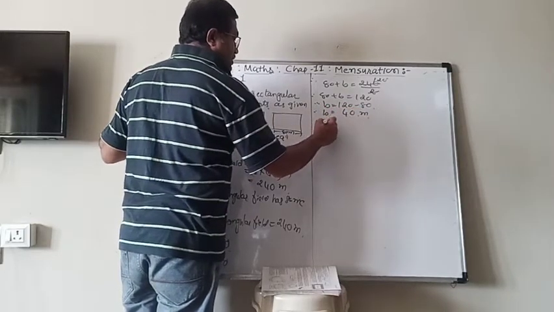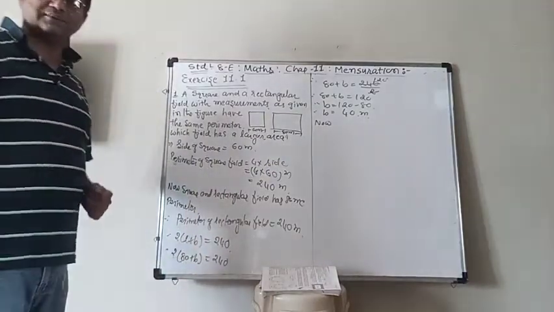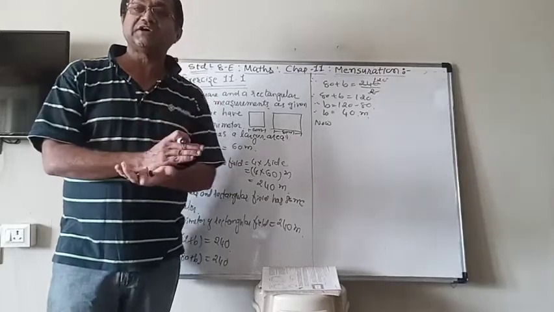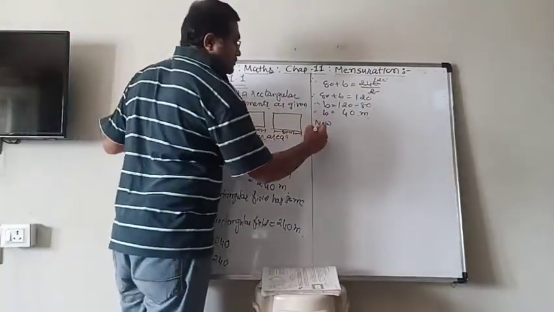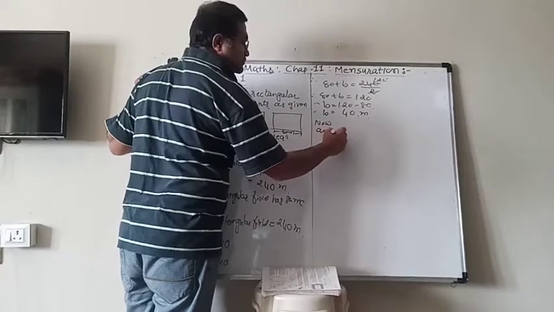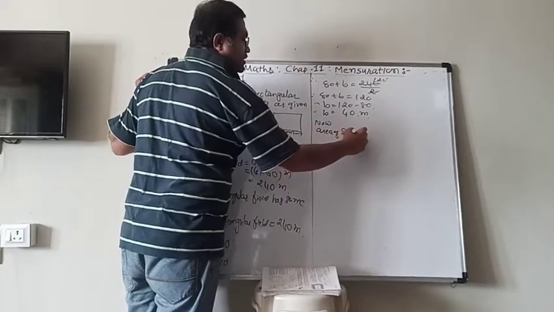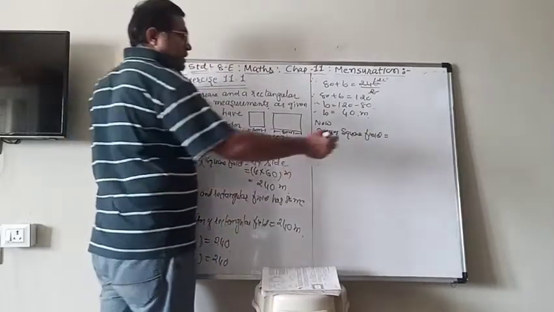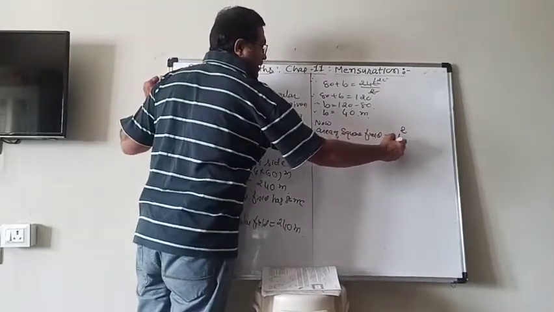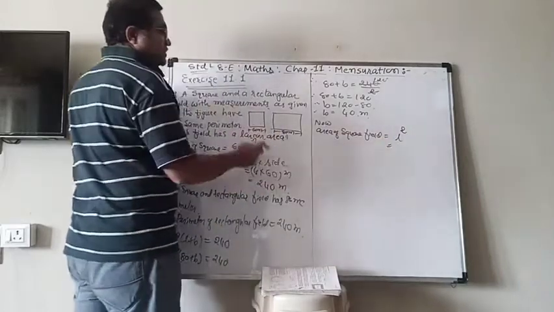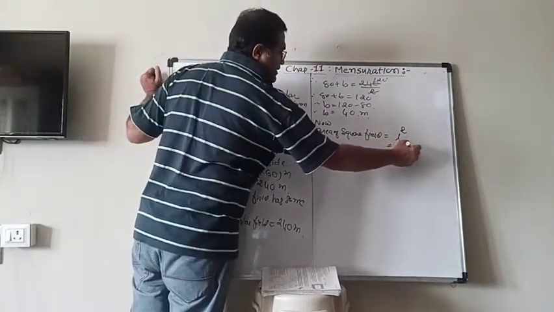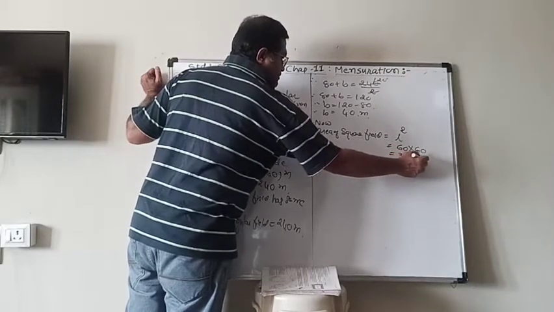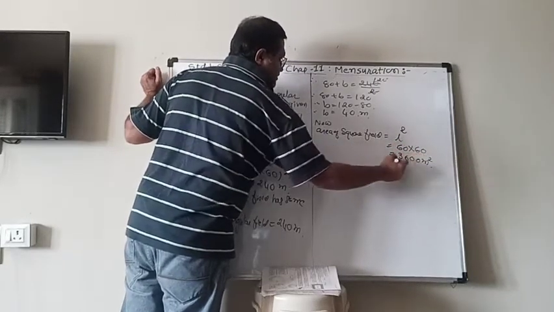Now we have to find the area of both the square and the rectangular field. Now the area of the square field, we know that it is length multiplied by length or L square. So here it is 60 multiplied by 60. 6 6s are 36, so 3600 meters square.